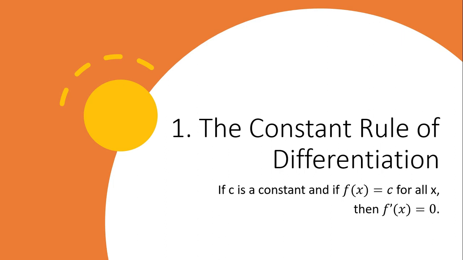The first rule is the constant rule of differentiation. Ano ang sinasabi niya? If c is a constant and if f of x equals c for all x, then f prime x is equal to 0. Sinasabi lang ng number 1 rule na ito na ang derivative ng kahit anong constant ay palaging equal sa 0.